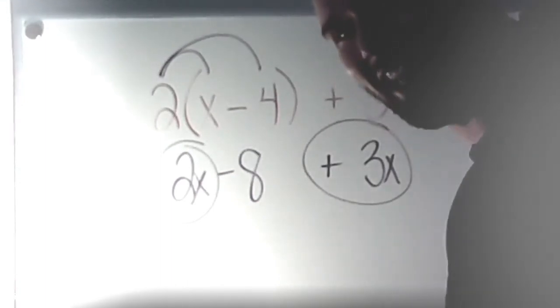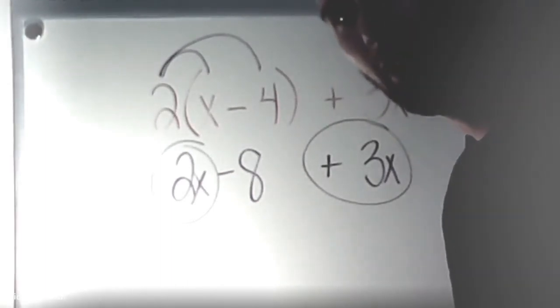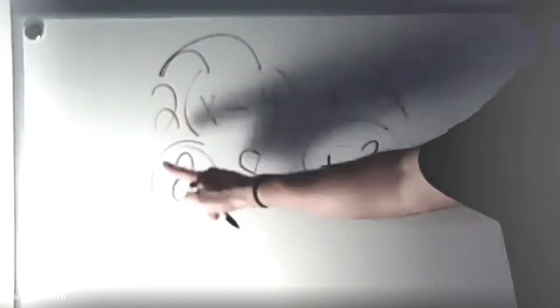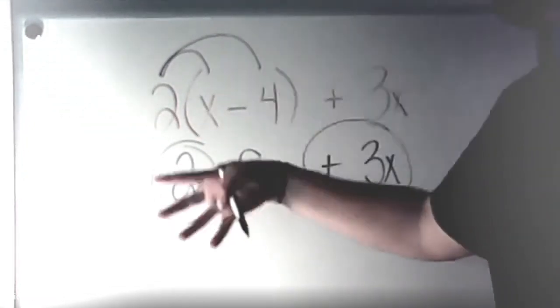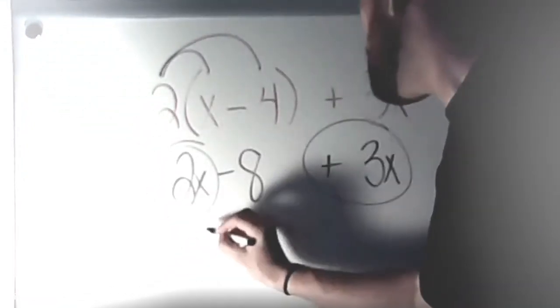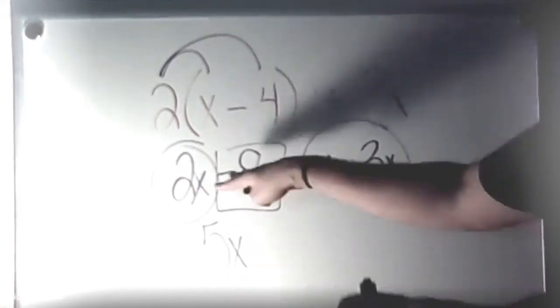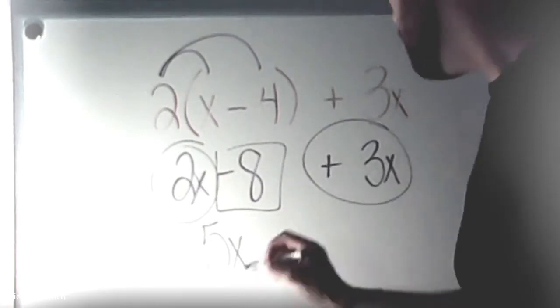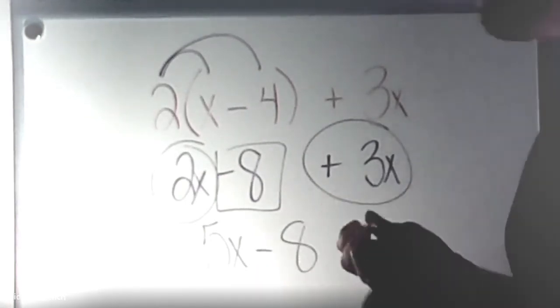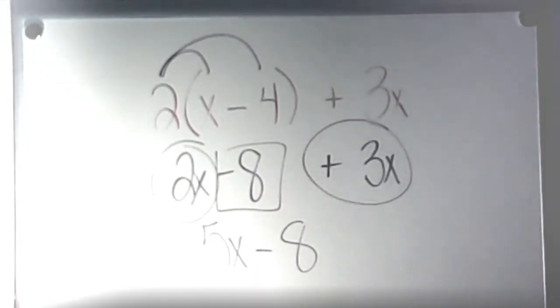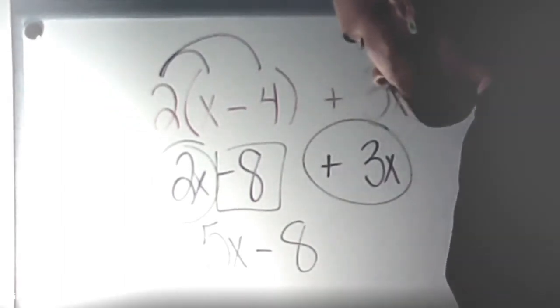Because the x's are in the same room. All right, so if I have 2 x's over here, and I have 3 x's over here, and I combine them, I have 5 x's. What happens to my minus 8? Does that combine with anything? No. So I have minus 8. 5x minus 8 is my answer. So that's it. I'm done. Combining like terms, distributive property. Okay?